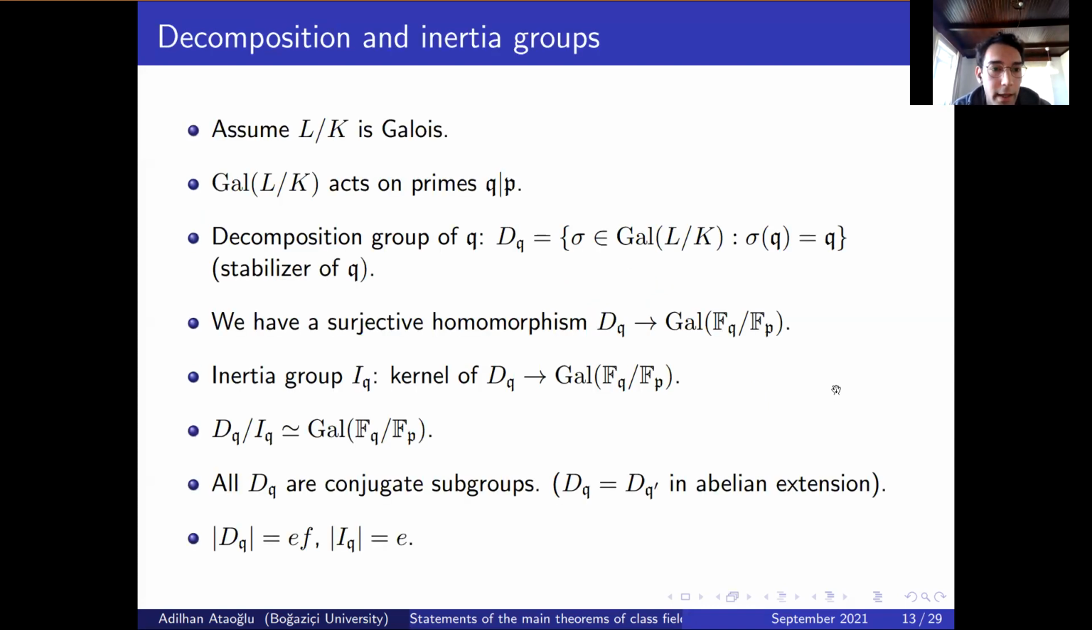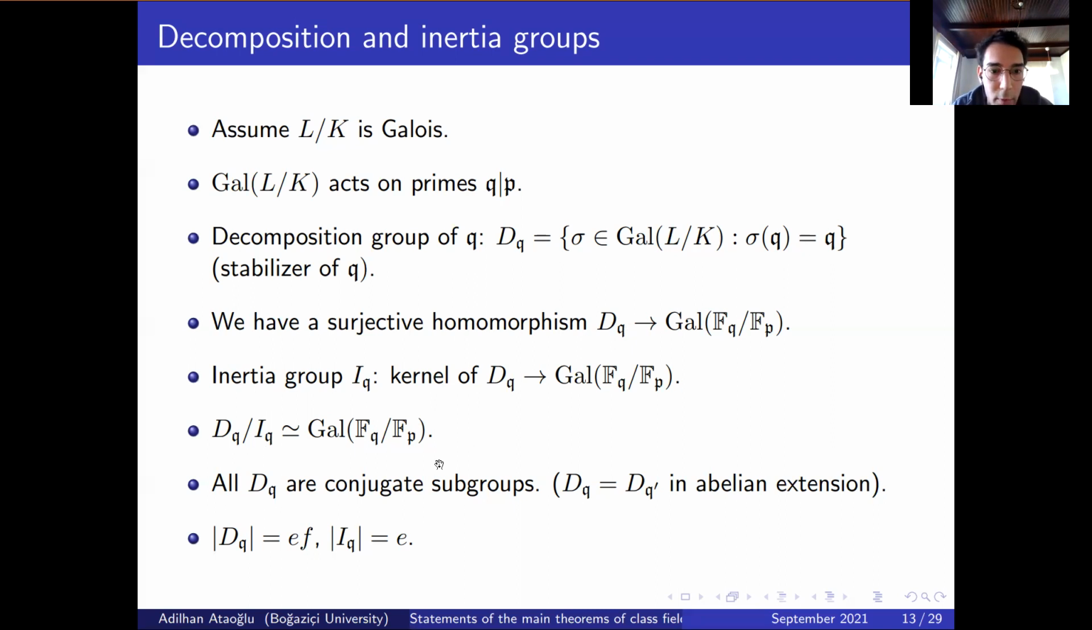And now we again assume L over K is a Galois extension. Then the Galois group acts on the prime ideals Q lying above the same prime P. Under this action, we call the stabilizer of Q the decomposition group of Q. Then we have a surjective homomorphism from the decomposition group of Q to the Galois group of the residue field extension. We call the kernel of this homomorphism the inertia group of Q, and we get this isomorphism.